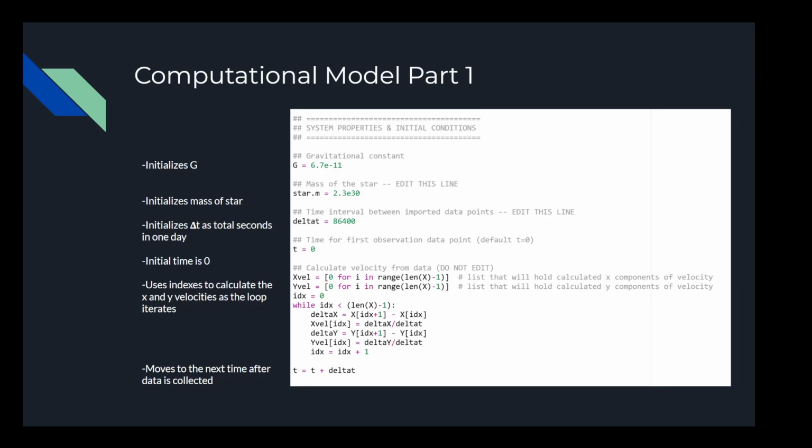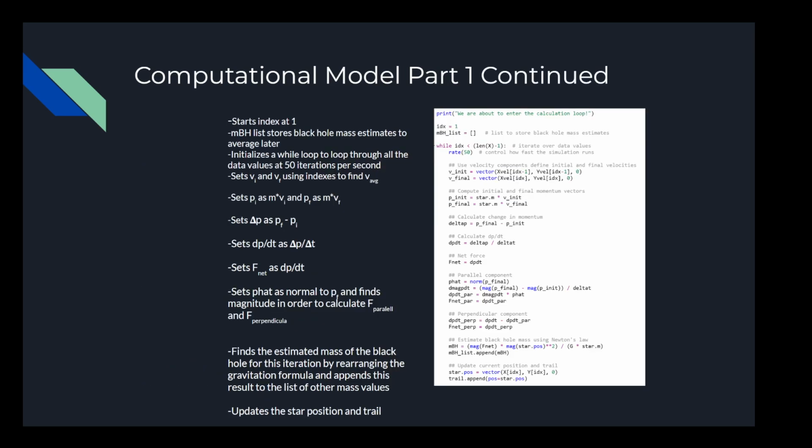So, details about the computational model for part 1. This chunk of code initializes some of the basic variables like G, the mass of the star, delta t, and initial time, and then it uses indexes to calculate the x and y velocities as the loop iterates, and then moves to the next time after this data is collected for one iteration. For the next part, I created a list called MBH, which stores each black hole estimate for each iteration, and then I'll average them later to find the mass. And then we initialize a while loop.